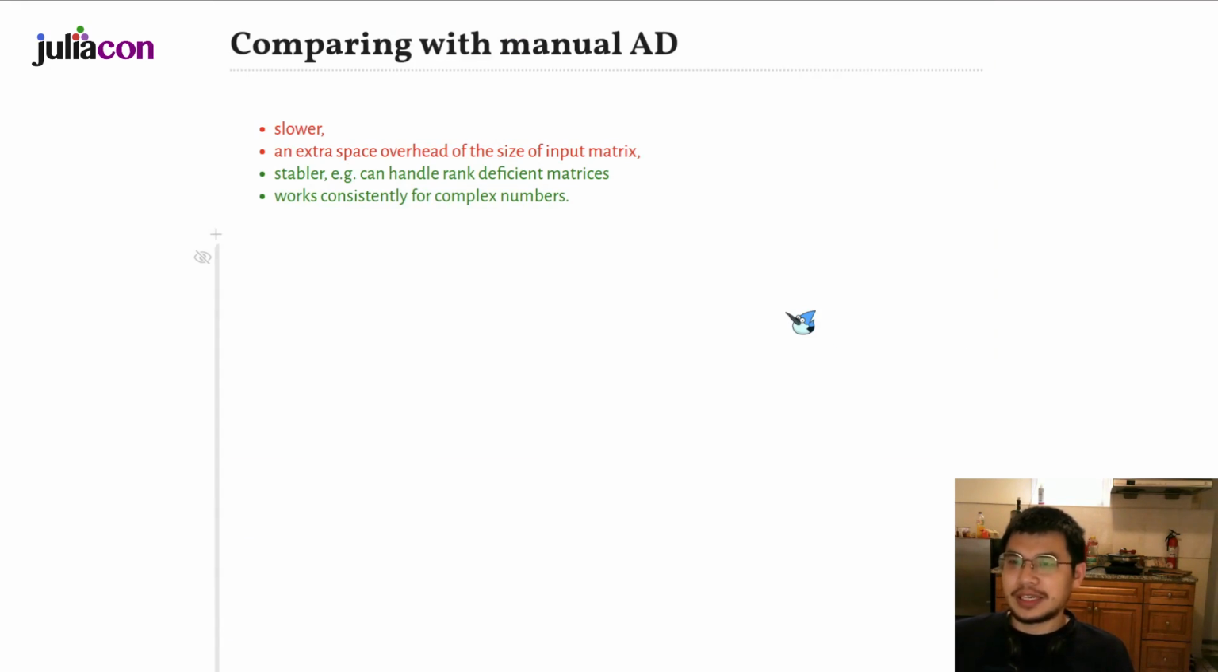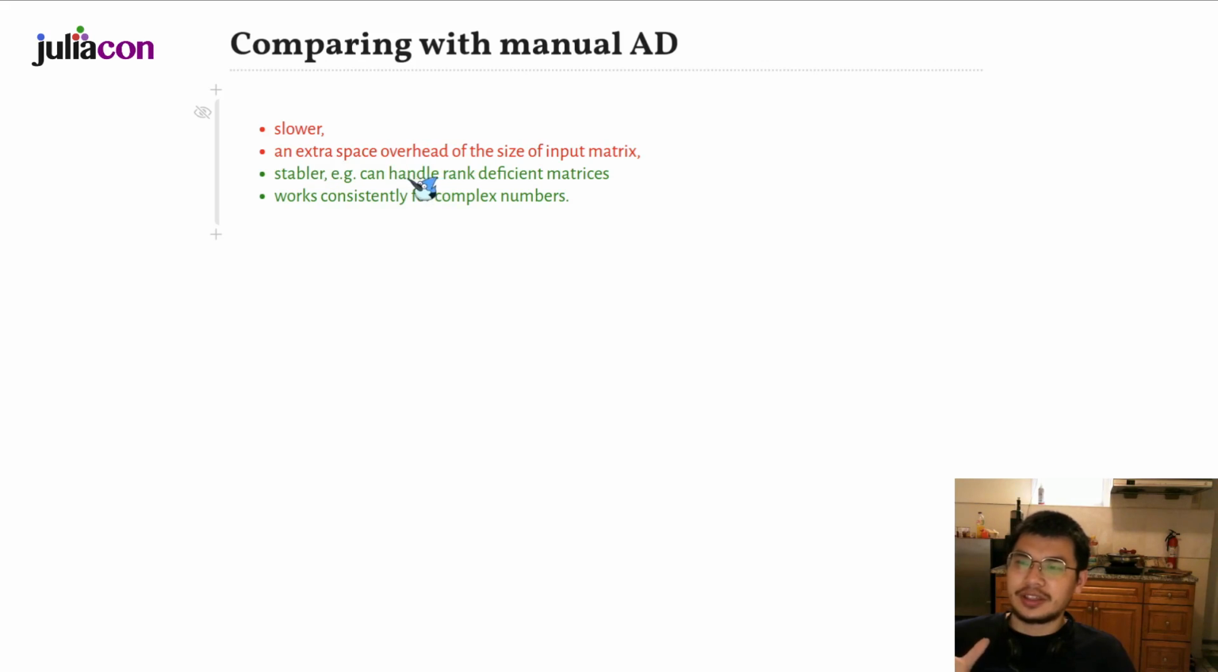First, it is slower. This is because manual AD is very fast. It only contains matrix multiplication. And another drawback is there is an additional space overhead that's proportional to the size of the input matrix. It is actually acceptable. We only have an additional copy of the input matrix as a space overhead.